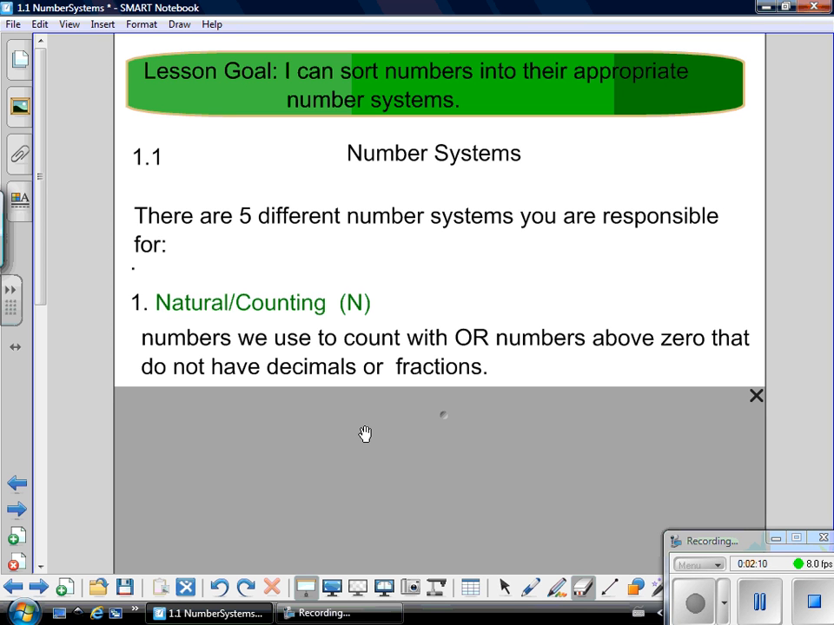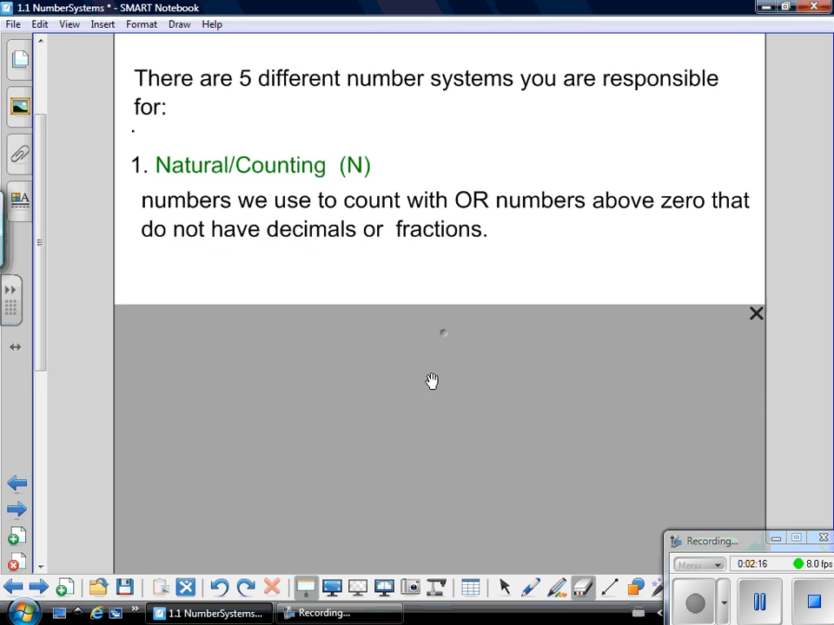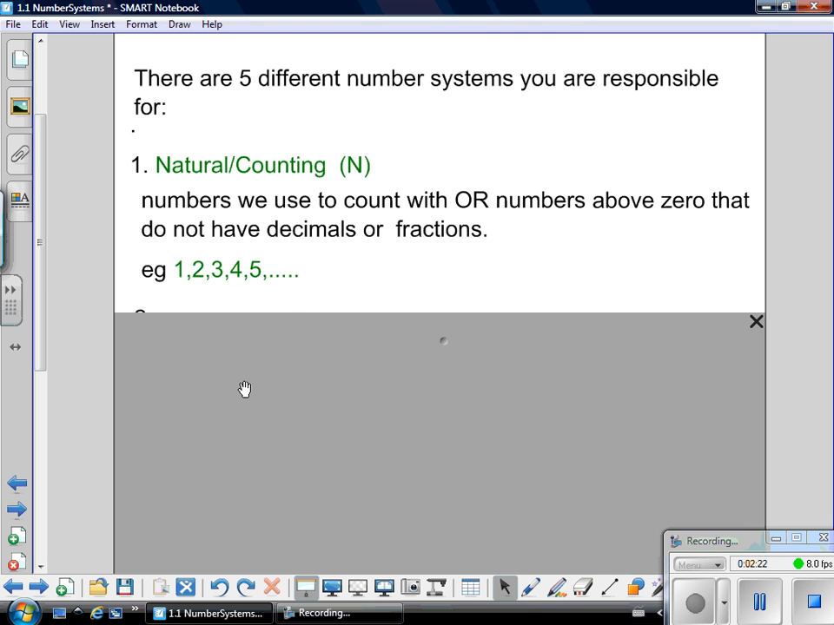So it has to be a whole number, but it has to be above zero. And if we look at that, what kind of examples can we look at? Well, examples would be, just as I said, counting numbers, 1, 2, 3, 4, 5, etc. Okay, notice we don't include zero.